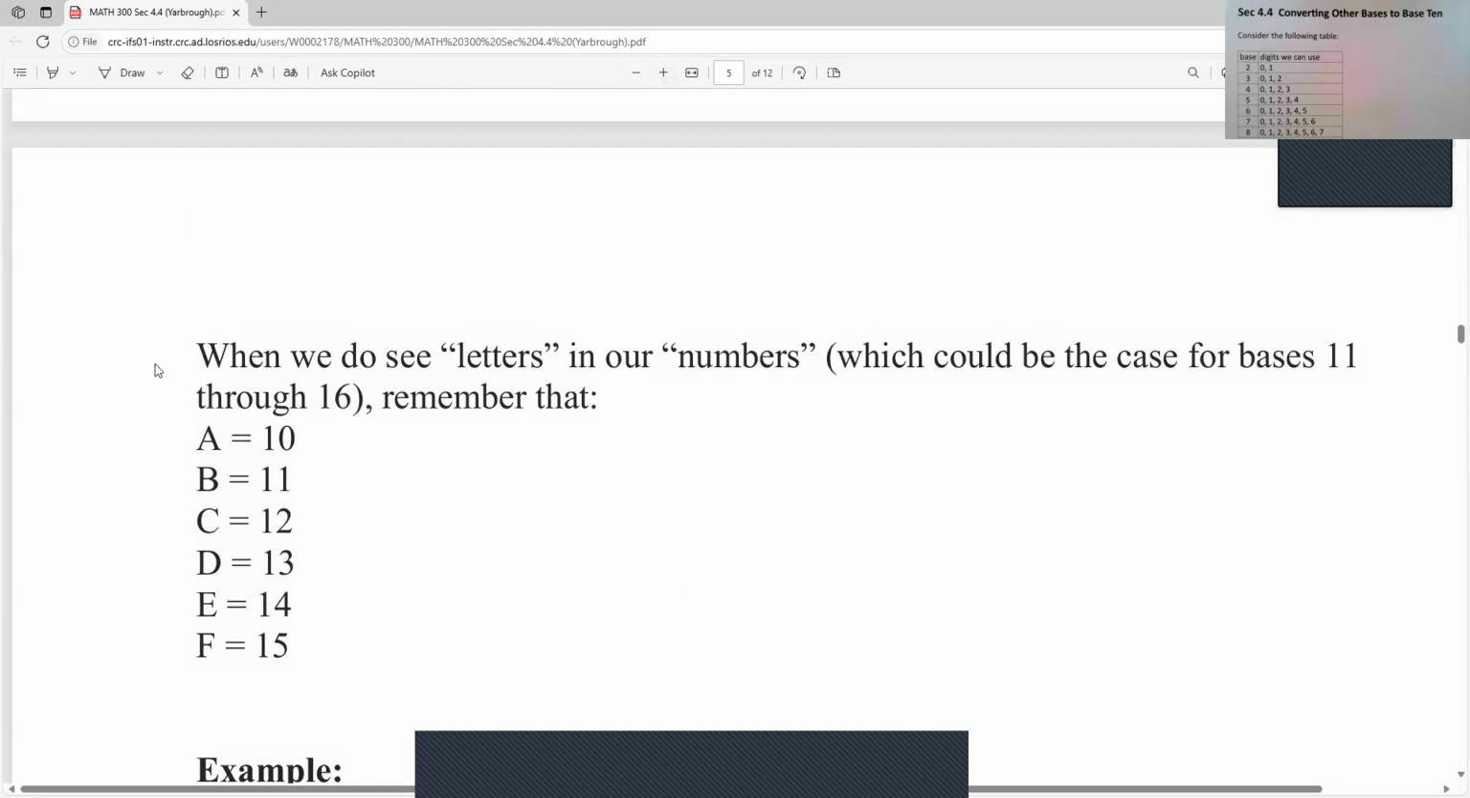When we do see letters in our numbers, which could happen for bases bigger than 10, that's what those letters stand for. And by the way, in this class, we are only going to be responsible up to base 16. I will not ask you anything past base 16. So in this class, we are responsible for everything from base 2 all the way up through base 16.